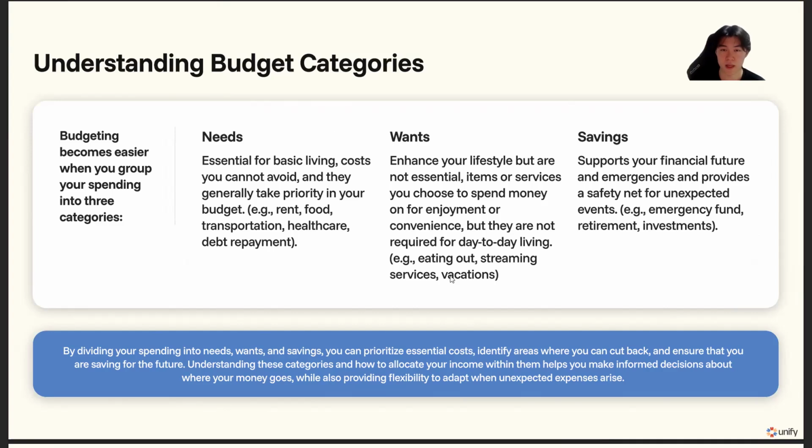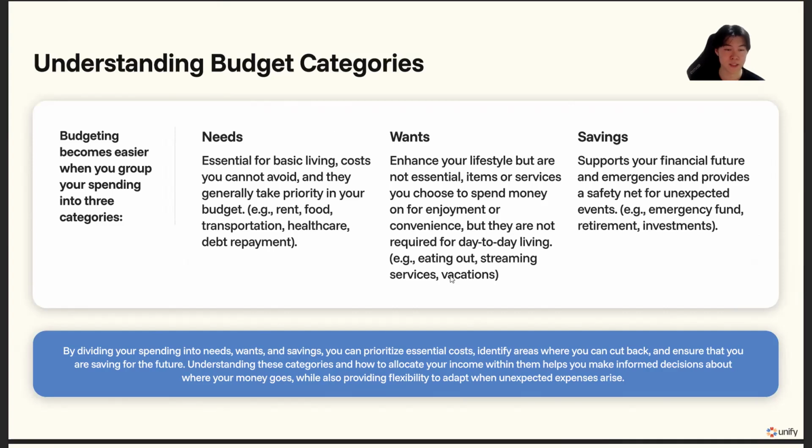Next would be wants. Enhance your lifestyle but are not essential. Items or services you choose to spend money on for enjoyment or convenience, but they are not required for day-to-day living. Examples would be eating out, streaming services, vacations. Last category would be savings. Savings support your financial future in emergencies and provide a safety net for unexpected events. Examples would be emergency fund, retirement, or investments.